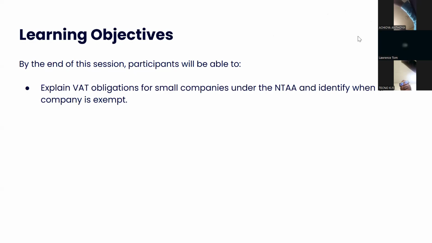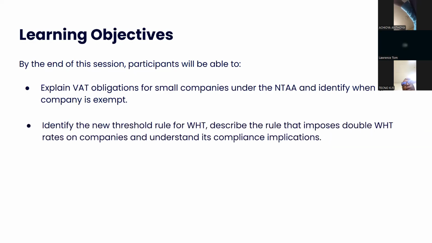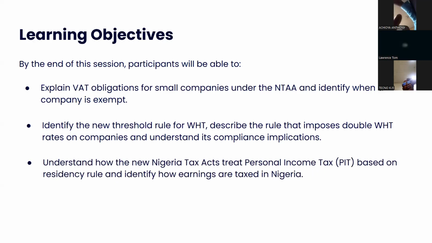So we're going to be looking at it under the NTAA, the Nigerian Tax Administration Act, and we're going to identify when a company is exempt. We're also going to identify the new threshold rule for WHT, which is withholding tax. We're going to describe the rule that imposes double WHT rates on companies and understand its compliance implication. We're still going to understand how the new Nigerian Tax Act treats personal income tax based on residency rule and identify how earnings are taxed in Nigeria. Of course, Joy was elaborate with personal income tax, but we're still going to have some conversations around it.